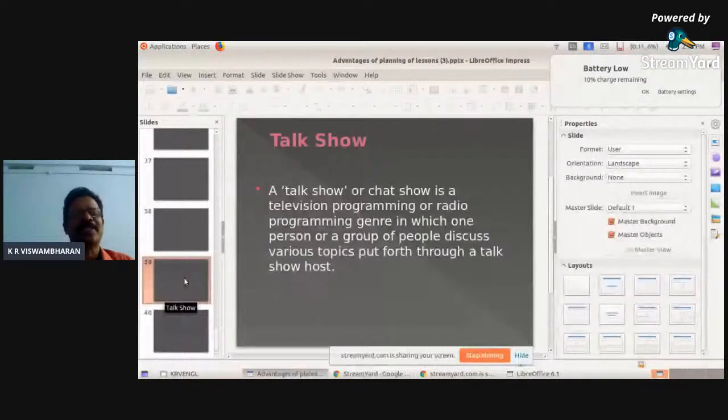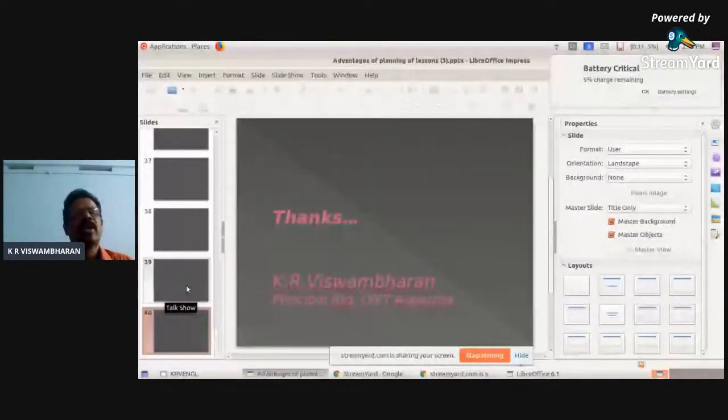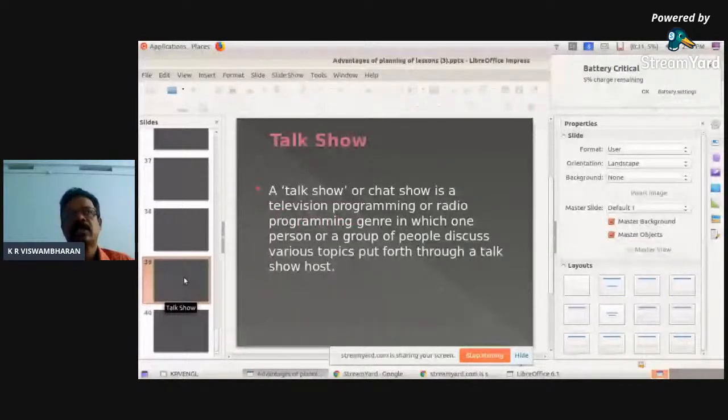In a talk show, there will be a host, and there will be an interaction between the presenter and the host. It's very interesting. And you can conduct a talk show with your colleagues, your teachers, your principals, and you can conduct organized talk shows. So you can arrange for simple radio programming.